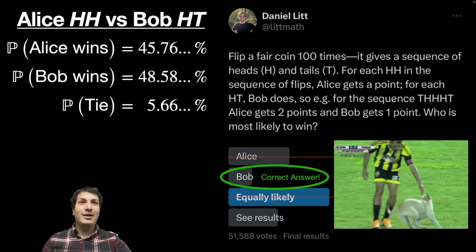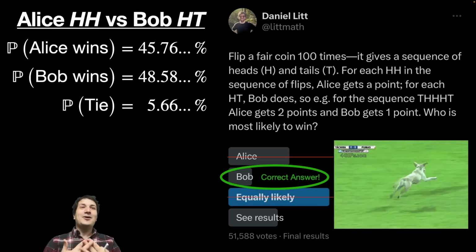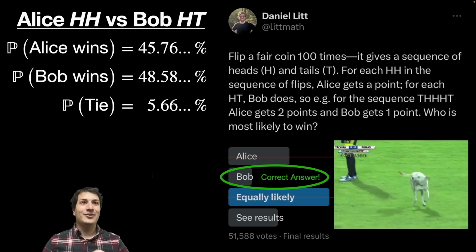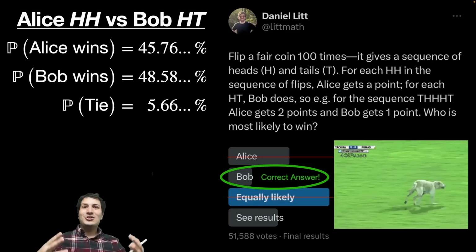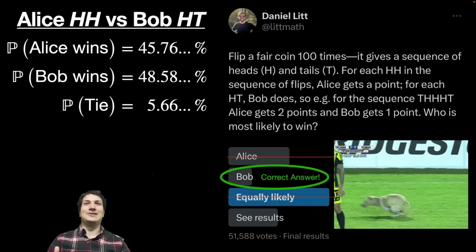And in the rest of the video, I'm going to give you some nice intuition that I came up with that explains why Bob is more likely to win. And it involves this dog running around on the soccer field. So there's going to be an analogy with Alice and Bob playing soccer, and this dog running on the soccer field is going to explain why Bob is more likely to win.